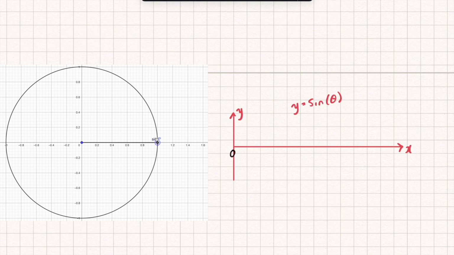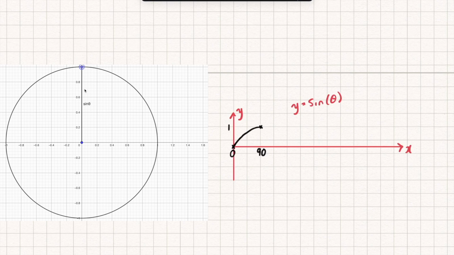Now, as I increase the size of the angle, you can see the height of this right angled triangle is getting taller. So sine of theta is going to increase, and it's going to keep increasing until we get to 90 degrees, because now the height of this triangle, or I guess it's a straight line now, the value of this is going to be 1, isn't it? It's at its peak.